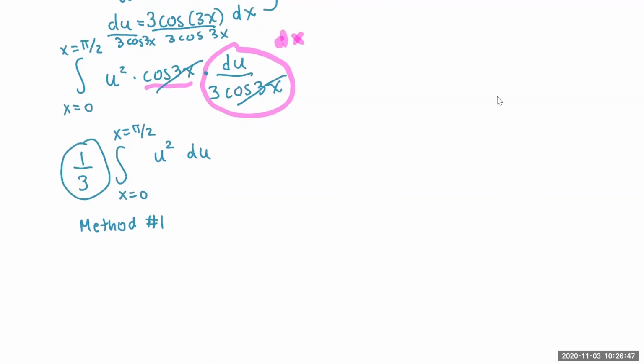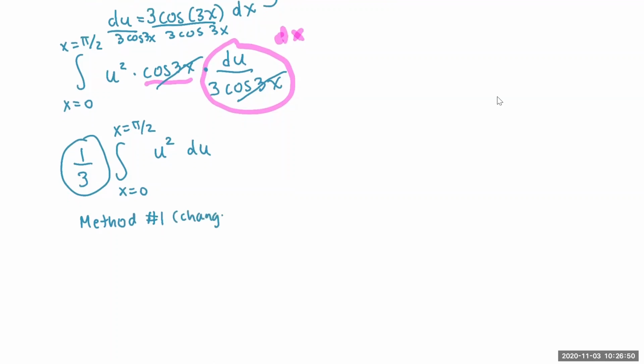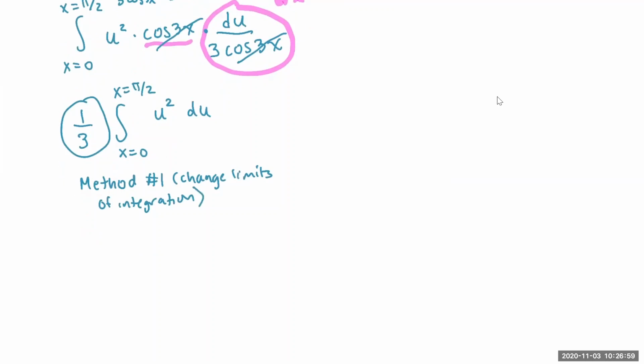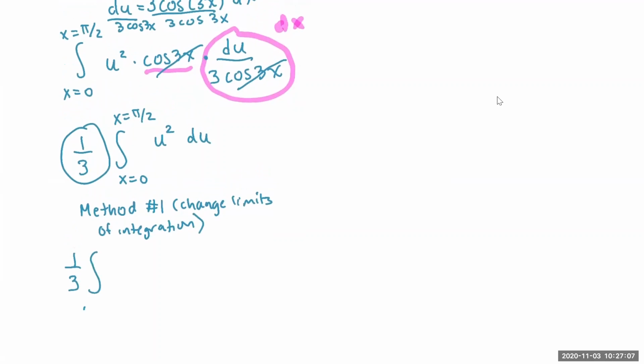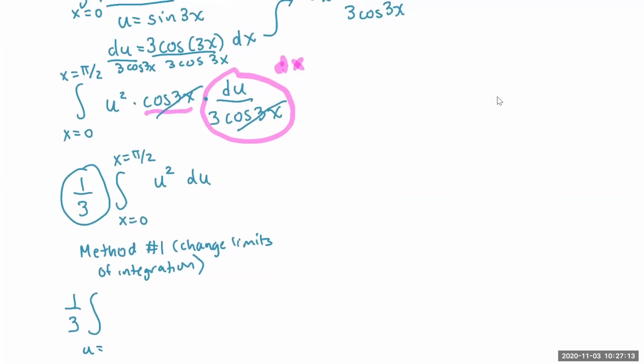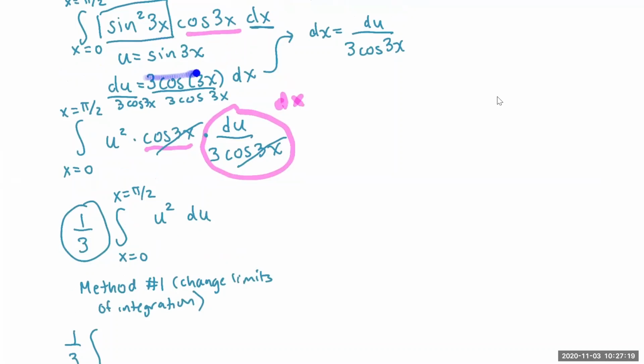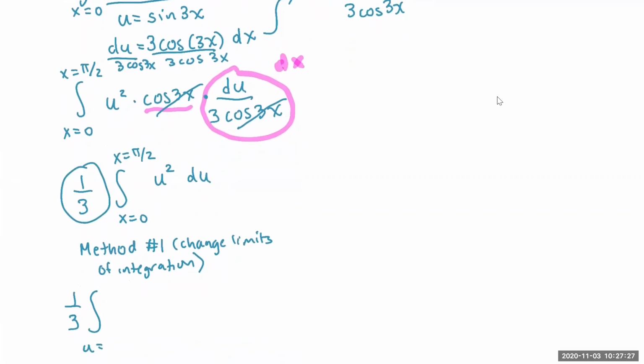Okay, so let's say method 1, this is you changing limits of integration. We're going to keep the 1/3, that doesn't change. If I change the limits of integration, what that means is that I want this to be u equals something. Well, if I know that x is equal to 0, I'm going to go back up to here. Here's the relationship that I had set at the beginning for u and x. If I plug 0 into here, what's the lower limit of integration in terms of u? U should be equal to what?